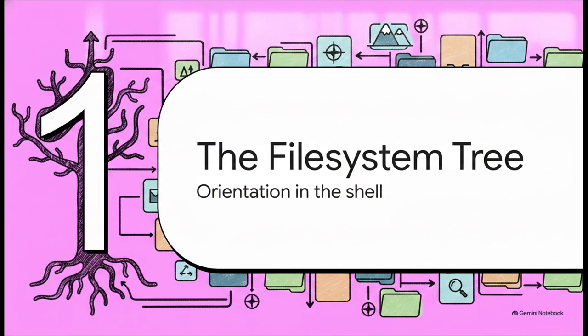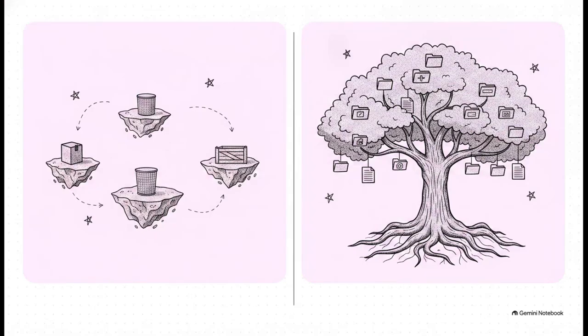Section 1. The Linux file system tree, orientation in the command line. Let's establish exactly how our environment is organized. Now, this perfectly illustrates a major difference you'll encounter if you're coming over from Windows. In Windows, you're probably used to completely separate drive letters, right? Like your C drive, your D drive.